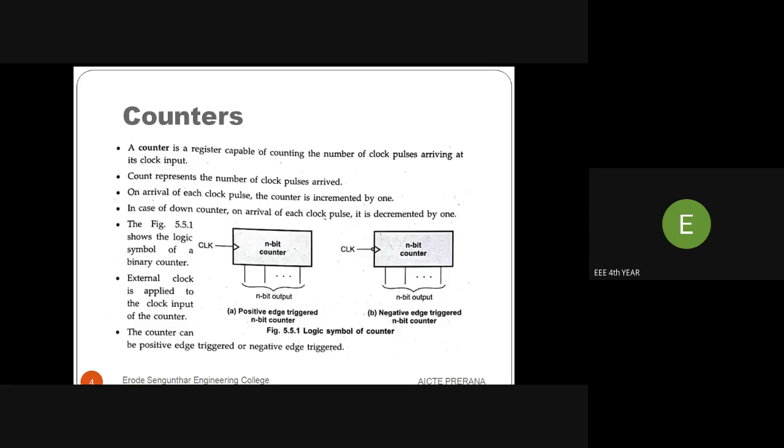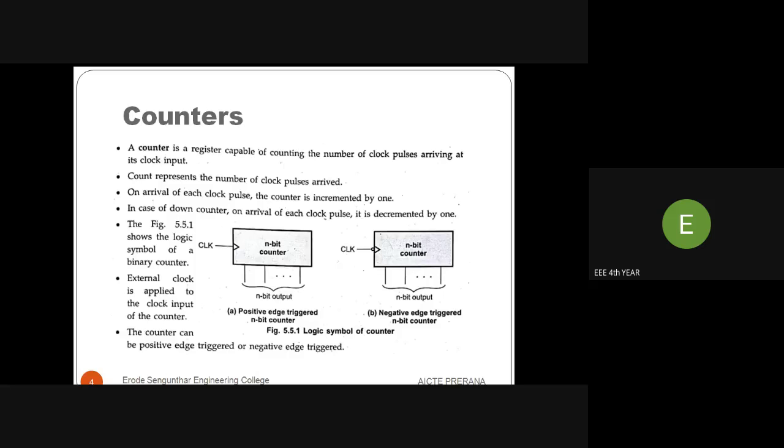Based on triggering, counters can be divided into two types: one is positive triggered, another is negative triggered. Based on the type of counting, counters are classified into two types: one is the up counter, and another is the down counter.